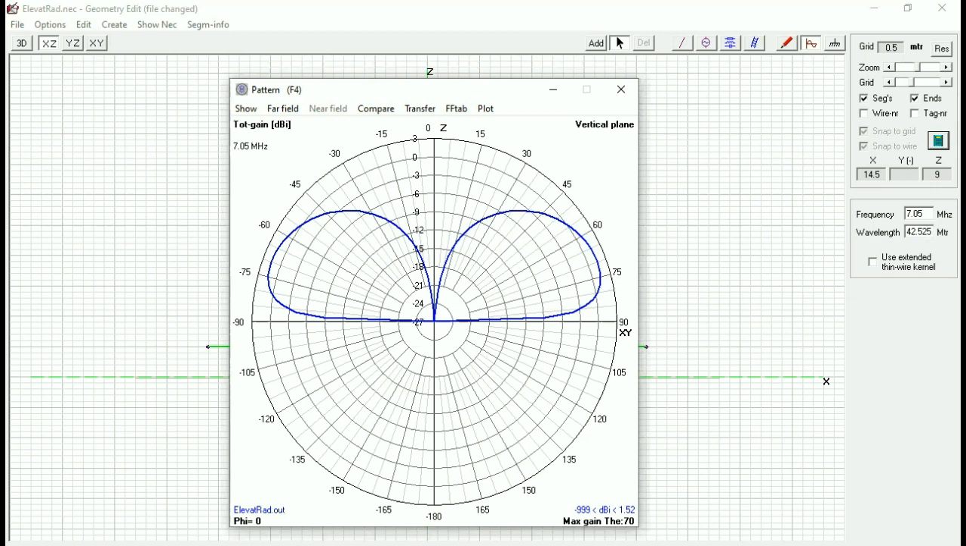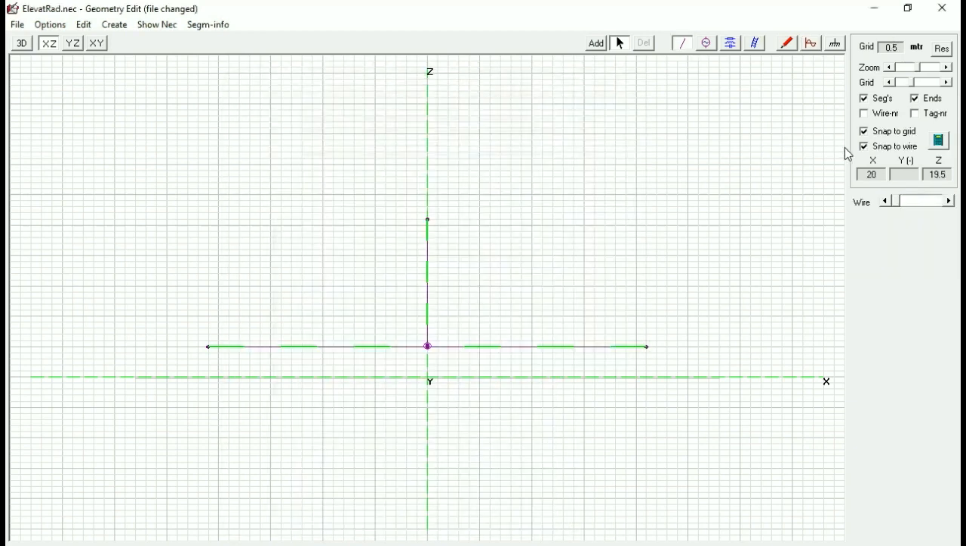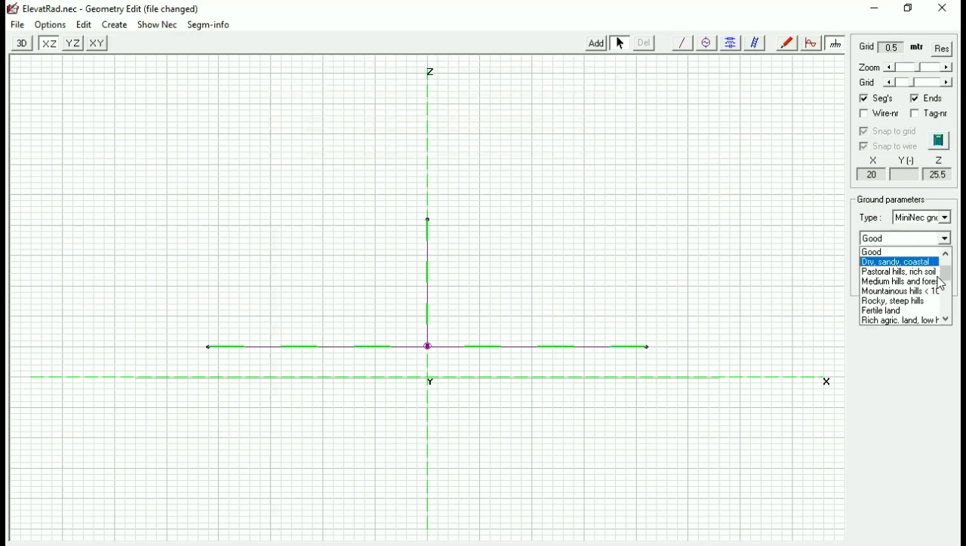The nearer to the sea coast, the better. To talk about that, we will simulate this with a sea water type of ground condition. Now I had minimum ground in good soil condition. Now we will select sea water as the ground below this antenna.